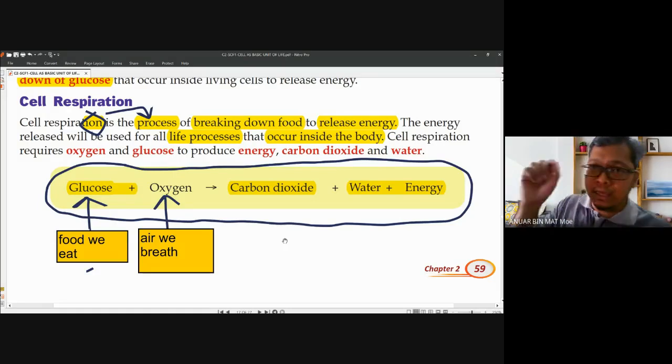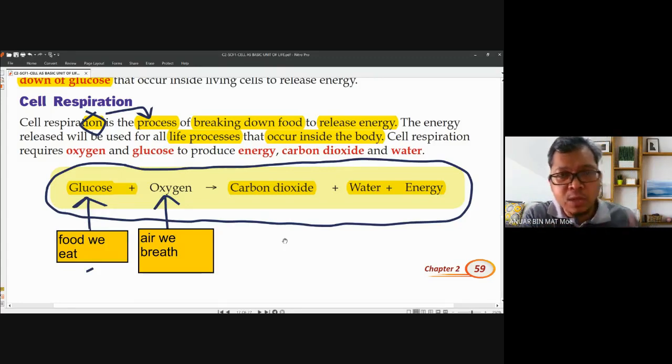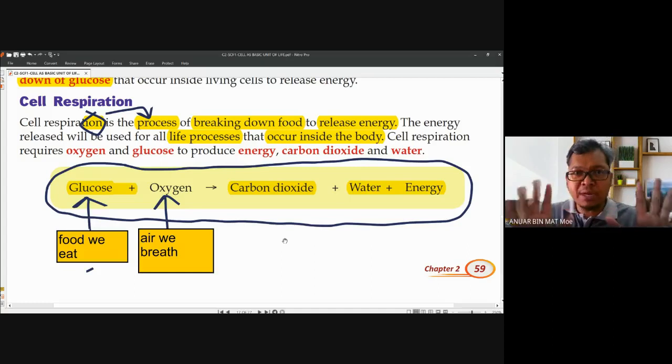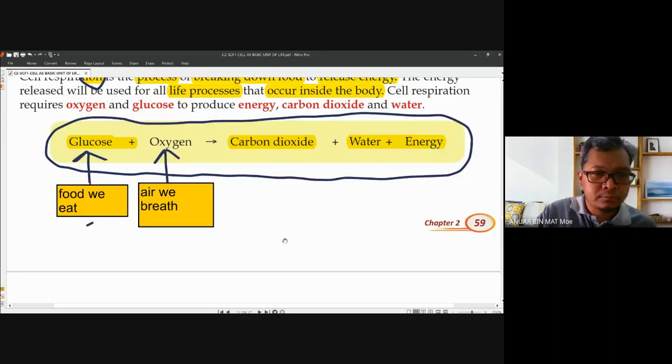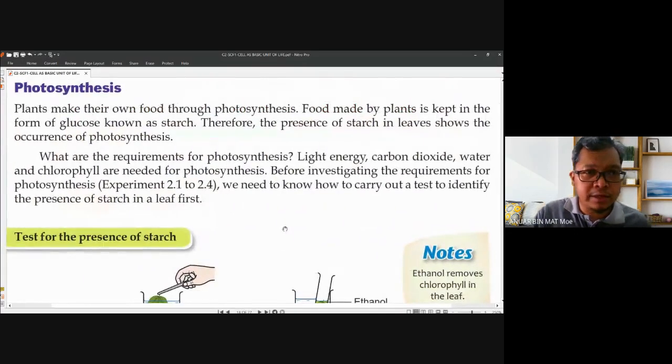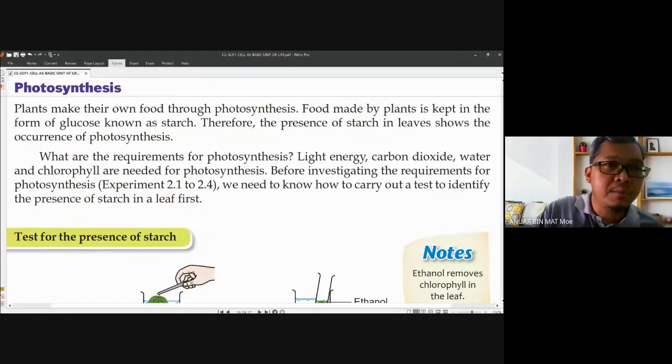Okay. In cell respiration, again, it needs glucose and oxygen. And then after the cell obtains glucose and oxygen, it will turn into carbon dioxide, water, and energy. Okay, you just remember that only for cell respiration. Next one. The second process you need to understand in this topic is photosynthesis. I will be very fast here.